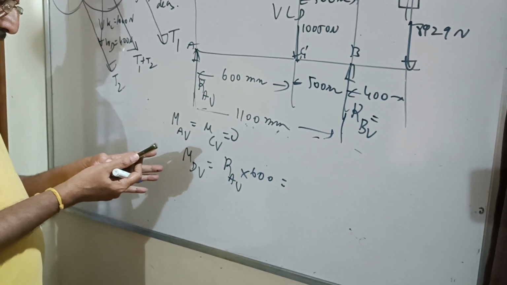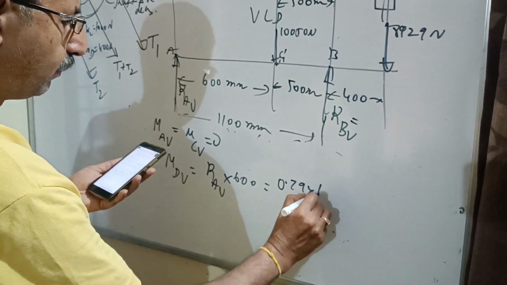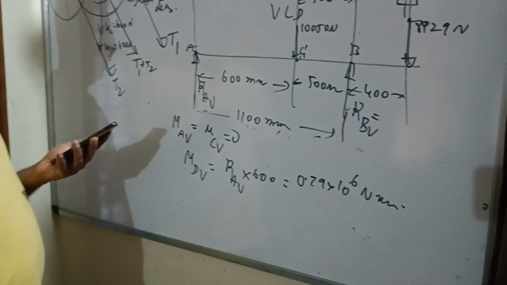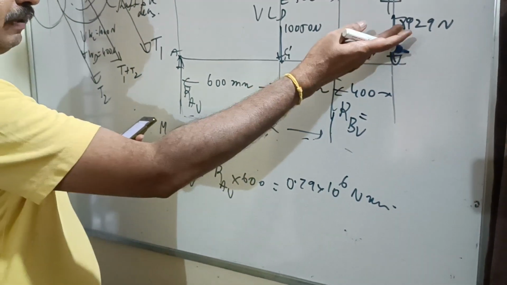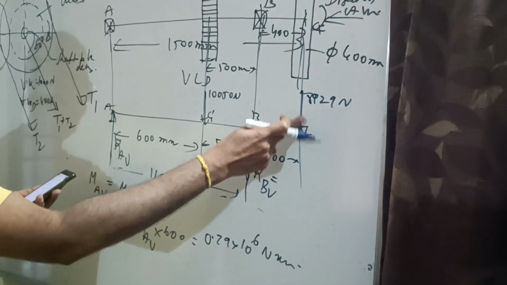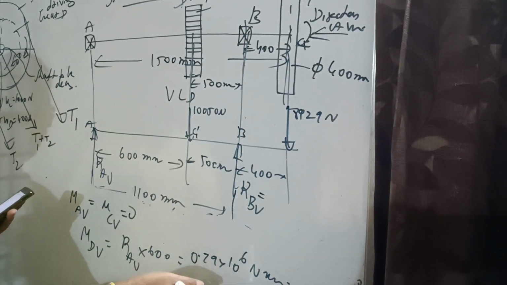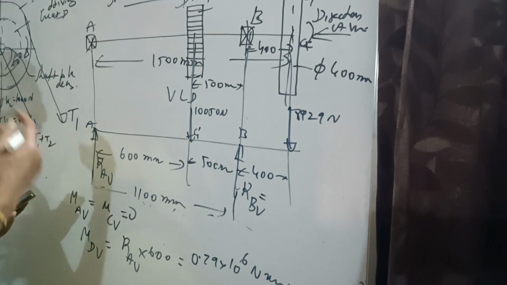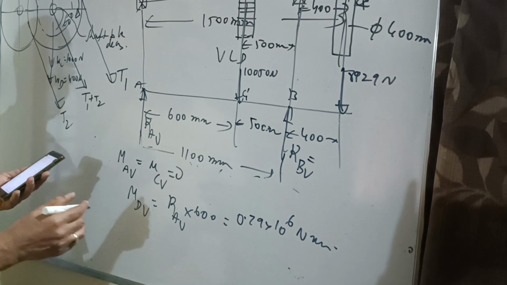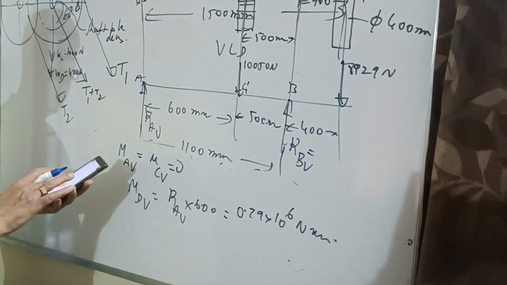Bending moment at point D, I am getting just 0.79 into 10 raised to 6 Newton millimeter. No, you will get the same answer if I take moment due to 8,929. What would that be? That is 8,929 into 900 minus RBV, that is 17,658, something, into 500. If I do that, I will get the same answer. So what is bending moment at point D? That is 0.79 into 10 raised to 6 Newton millimeter.